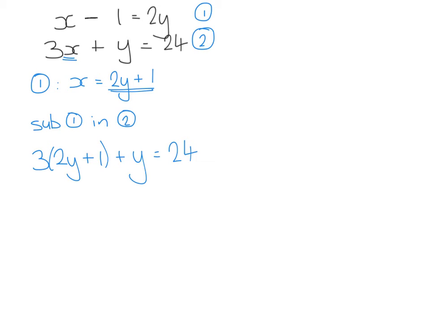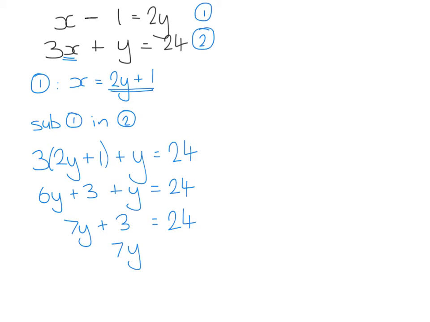I've got to start by multiplying out my brackets, so I've got 6y plus 3 plus y equals 24. And then I will collect my like terms together, so I've got 7y plus 3 equals 24. I can rearrange to get 7y equals 21, and then divide by 7 to get y equals 3.